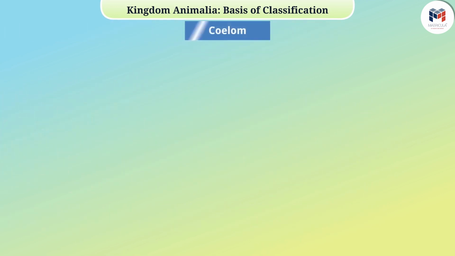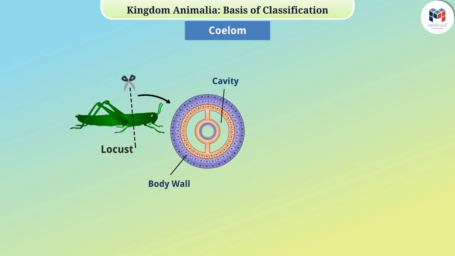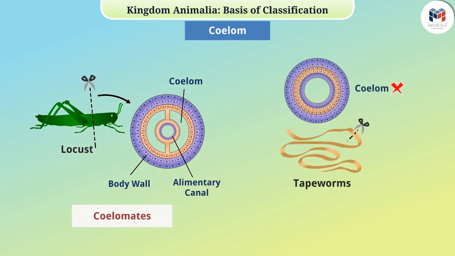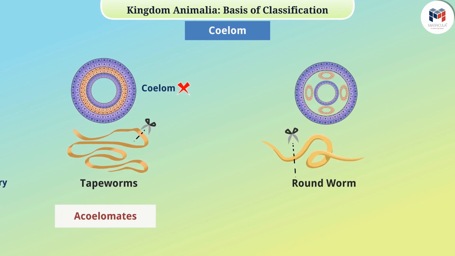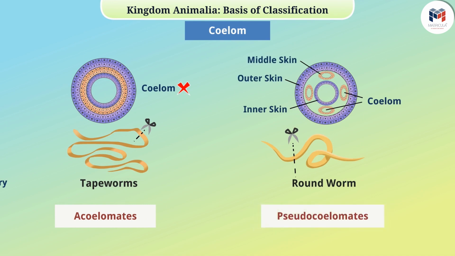Coelom. Some animals, such as locusts, have a cavity between the body wall and the alimentary canal called coelom, and those which have coelom in the body are called coelomates. Some animals, such as tapeworms, do not have a body cavity. They are called acoelomates. In some animals, such as roundworm, the body cavity is in the form of a sac scattered between the middle skin and the outer skin. These animals are called pseudocoelomate.